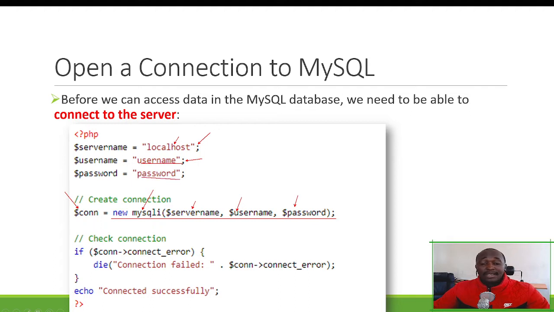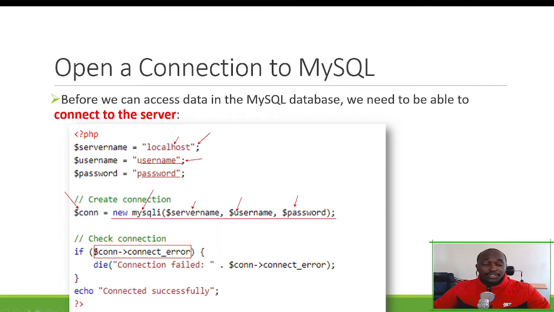Then we also pass their password. So those are the three compulsory parameters that you must pass when creating a connection to the database using MySQLi in PHP. Now, the other thing we're doing here is simply to check whether the connection succeeded or whether it failed. So how to do that?